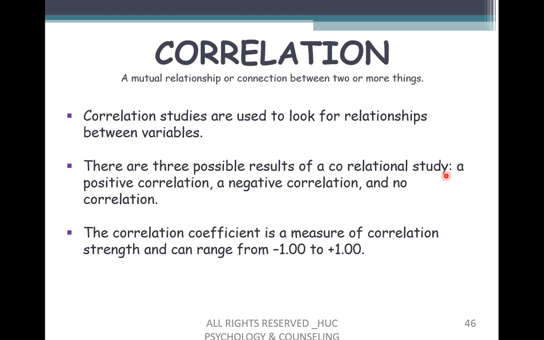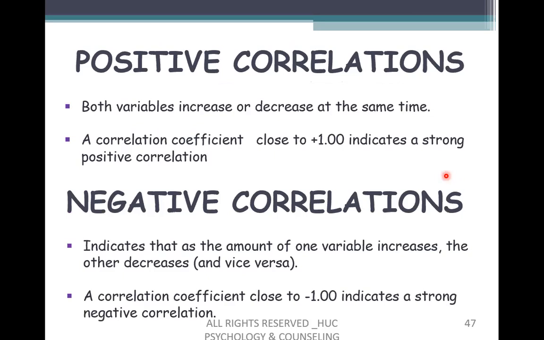The correlation coefficient, a measure of correlation strength, can range from -1 to +1. That is the correlation range. A positive correlation means both variables increase or decrease at the same time. Just think of A and B. If one is increasing, the other is also increasing. We call it proportional. In a husband and wife relationship, if one person is angry, the other person also gets angry. That is a positive correlation.